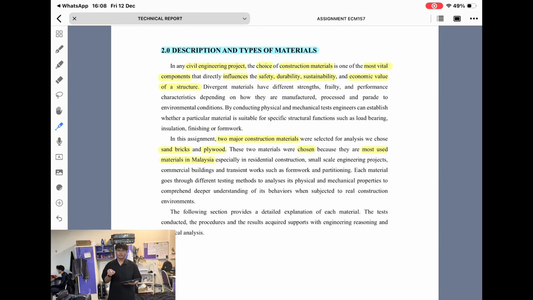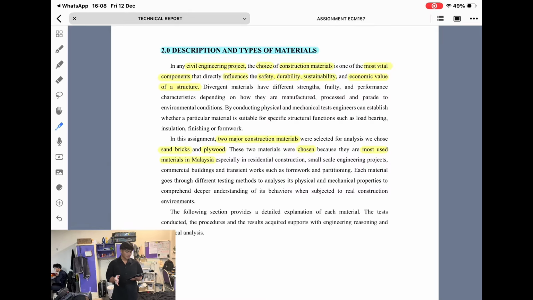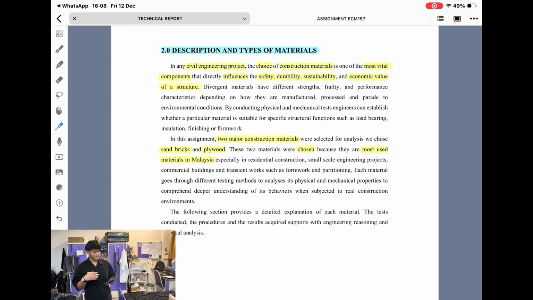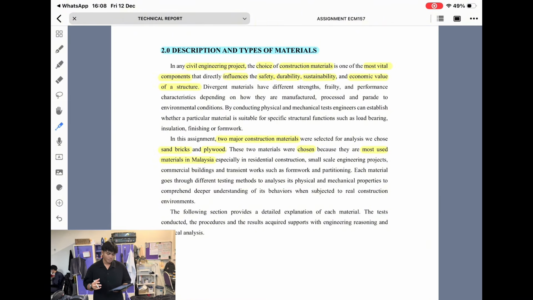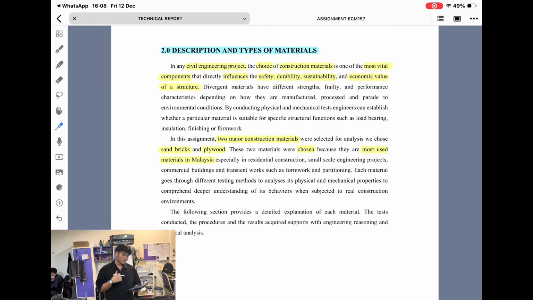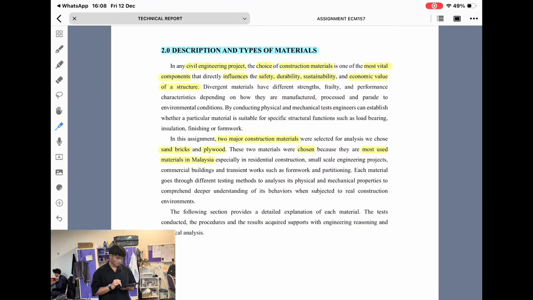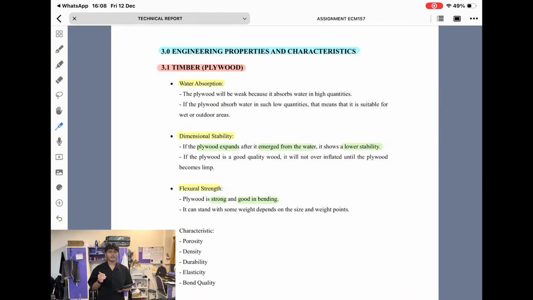Description and types of materials. In any civil engineering projects, the choice of construction material is one of the most vital components that directly influence the safety, durability, sustainability, and economic value of a structure. In our projects, two major construction materials were selected for analysis, which we chose sand bricks and plywood. Then, the engineering properties and characteristics.